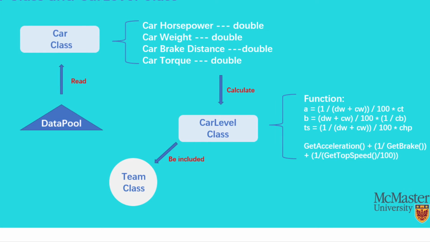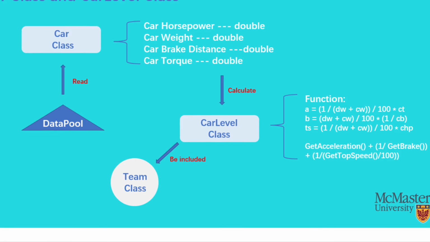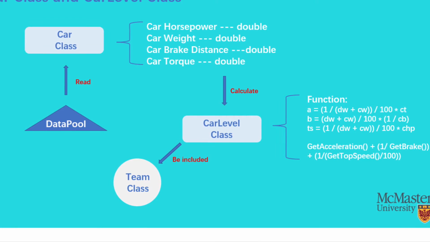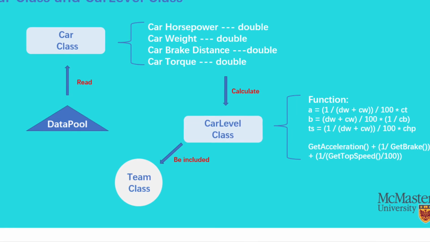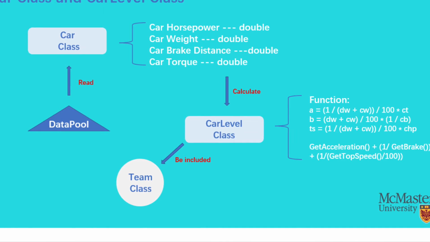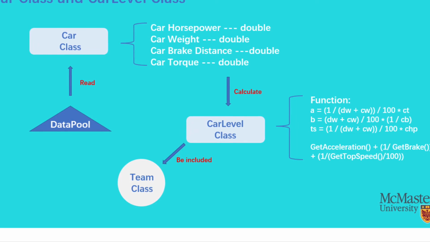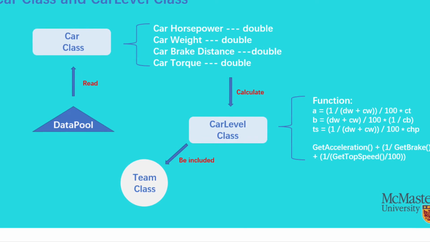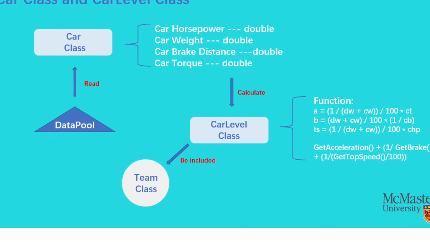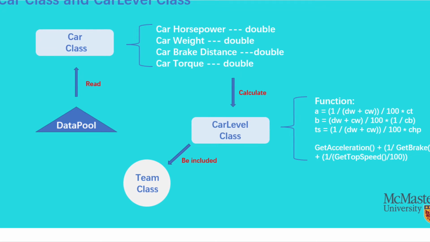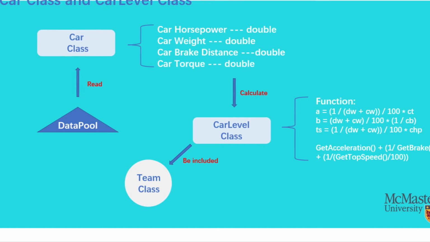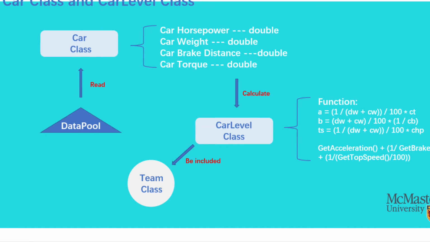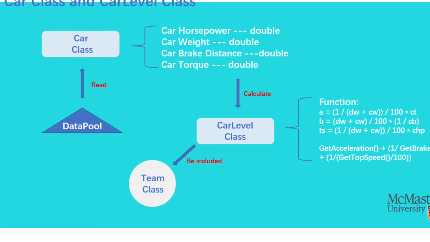Notice here, car is a little more complicated than the other 2 classes. It includes 2 steps of calculation. So, the functions about acceleration, brake distance, and top speed are put in the other class called car level. In this class, it is not only used to calculate acceleration, brake distance, and top speed, but also a new function to combine these 3 coefficients to get the result of car level. Finally, the result of car level is returned to the team class for a final calculation. The detail of team class will be illustrated later.